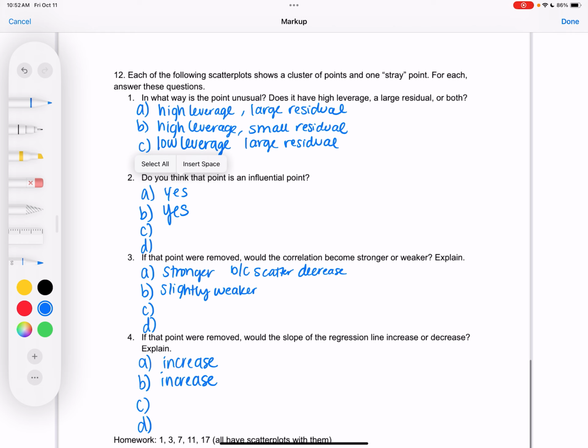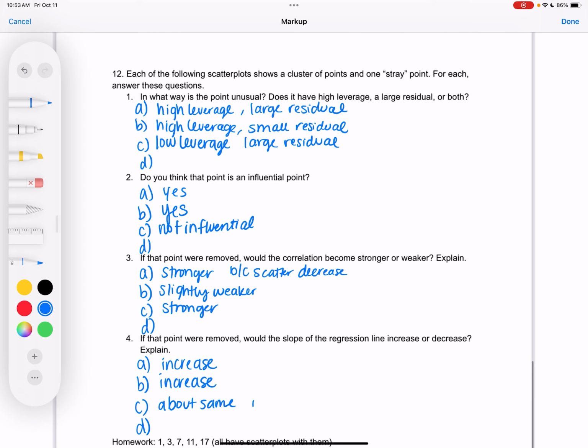If I removed this point, would the correlation become stronger or weaker? Stronger. Yeah, way stronger, because everything's already so tightly packed together aside from that. And the reason for that one is, again, because the scatter would decrease. If I removed it, would the slope of the regression line increase or decrease? Decrease, right? Because that would be slightly lower. I would say about the same, maybe a slight decrease, to be honest, because it's a very minimal change as tightly packed as those are.